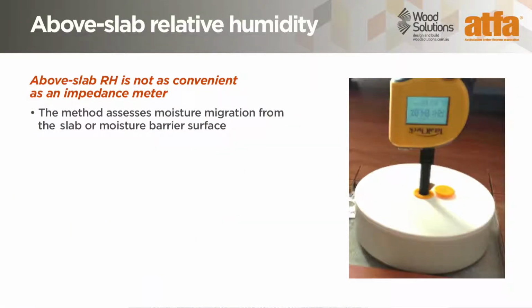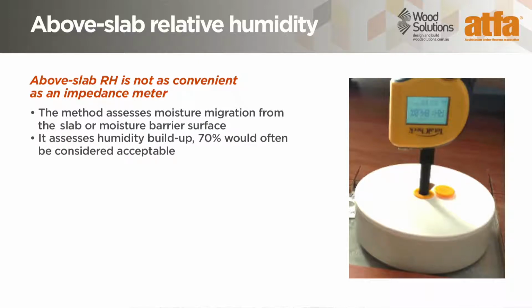Measuring above-slab relative humidity is not as convenient as using an impedance meter and not often used in Australia with timber flooring. However, in places such as New Zealand, it is frequently used. It assesses moisture migration from the slab or moisture barrier surface. It measures humidity build-up; 70% would often be considered acceptable.